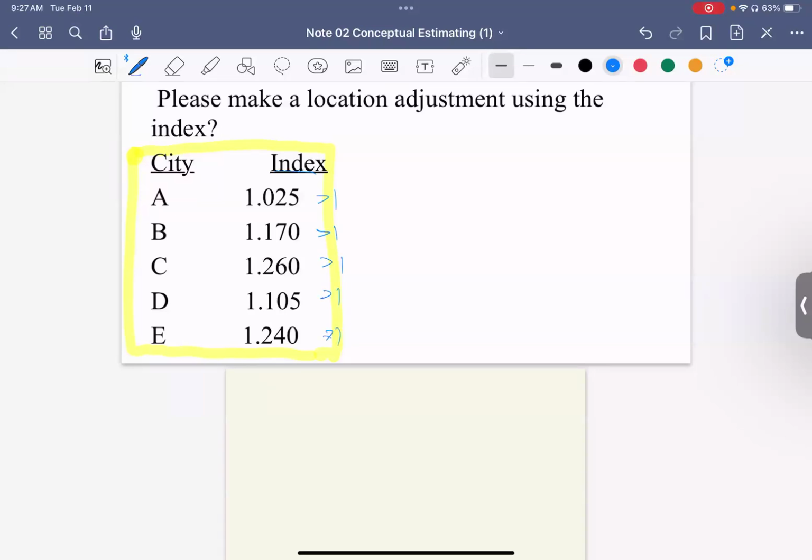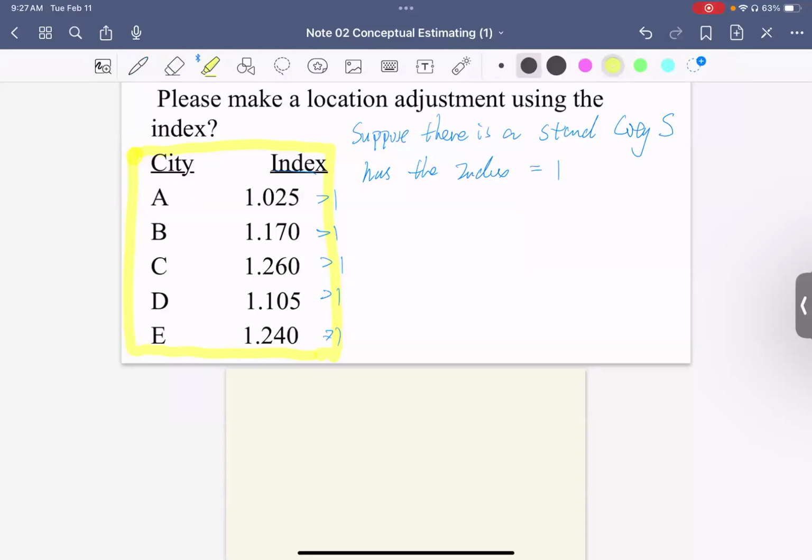But do you know what those numbers are compared with? Suppose there is a standard city, and I call this city S, and it has the index equal to 1. So we put it back in this table here: we have city S and the index is 1.000.